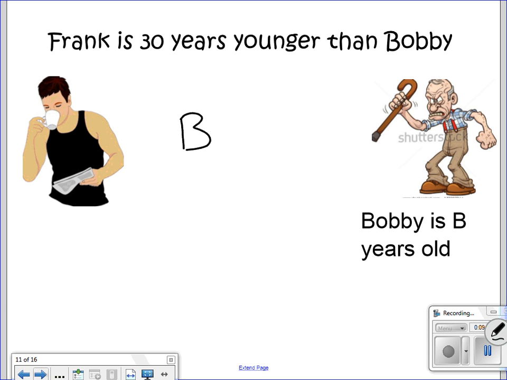If Bobby is B years old and Frank is 30 years younger, whatever Bobby is, we must always subtract 30. So if Bobby's 90, Frank is 60. If Bobby is 60, Frank is 30.